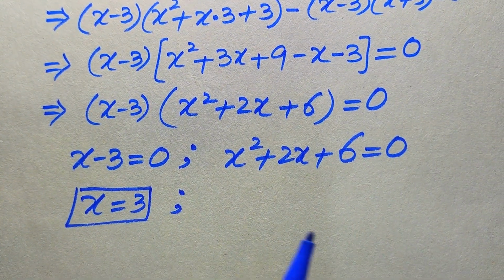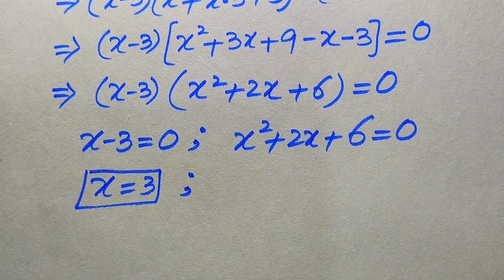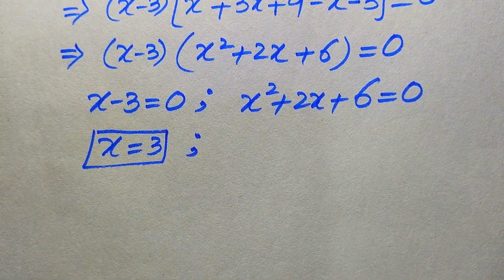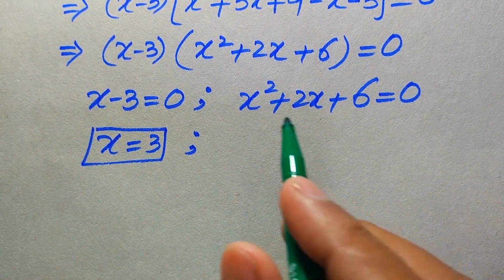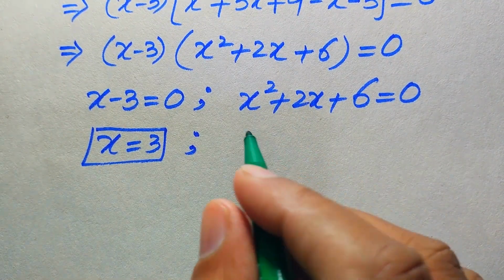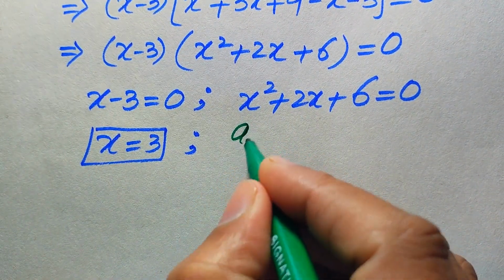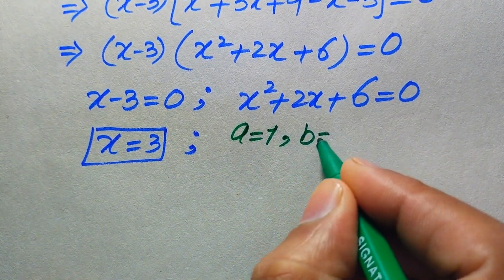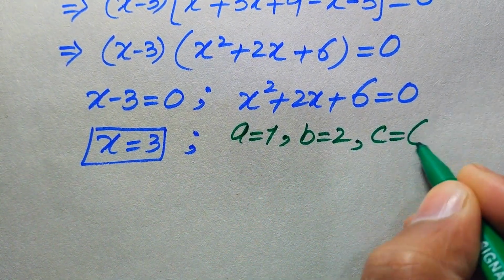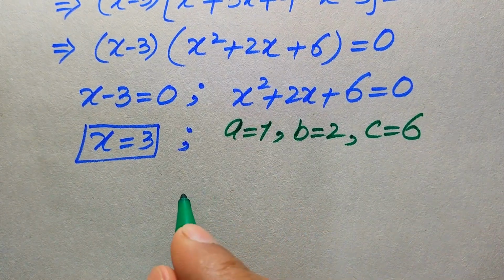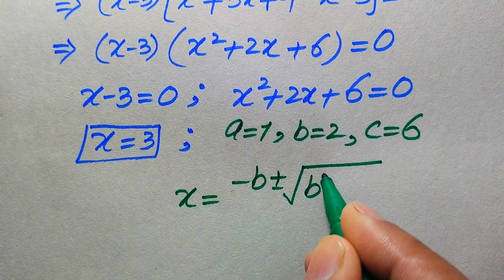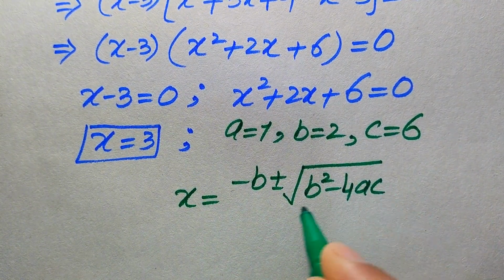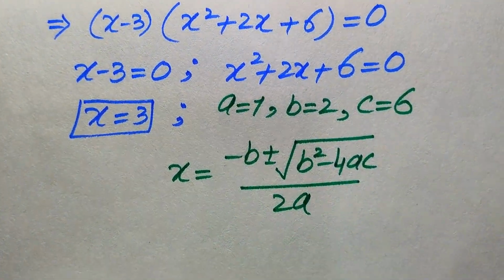And from here in order to find the values of x we need to solve this quadratic equation, and we know that there are three methods to solve the quadratic equation. The first method is the factorization method, second one is the completing square method, and third one is by applying the quadratic formula. So here we use the quadratic formula to solve this quadratic equation. For this we need to write the coefficients of this equation, and its coefficients are a equals 1, b equals 2, and c equals 6. And we state the quadratic formula as x is equal to minus b plus minus square root of b squared minus 4ac, divided by 2a.